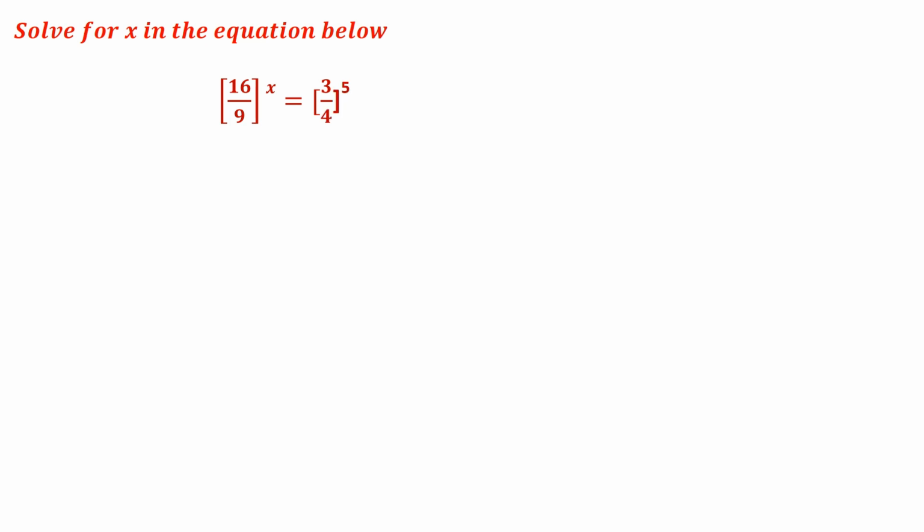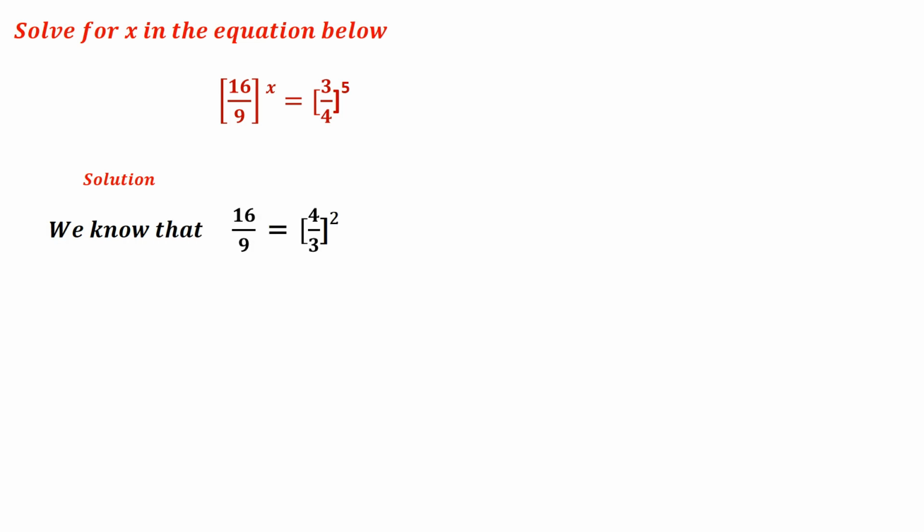Welcome to this lesson. We want to solve for x in this equation. The equation reads (16/9)^x is equal to (3/4)^5. To work this out, let us first of all start by looking at 16/9. You notice that it's a square number, and so it can be written as (4/3)^2.